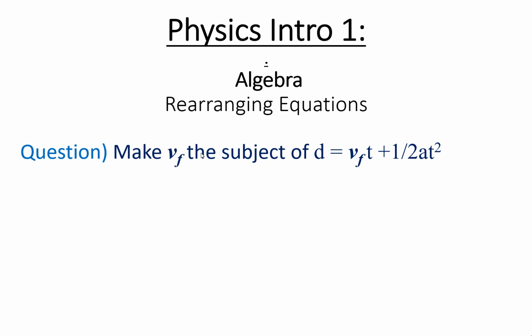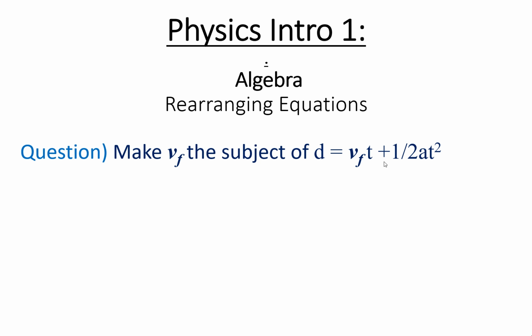So this particular question, you can see we've got VF. We want to make VF the subject. Well, what does that mean? Basically, that just means we want to get VF by itself. Just like here, we've got D by itself. Generally speaking, we want to have one variable, the subject of the equation, by itself on the left.